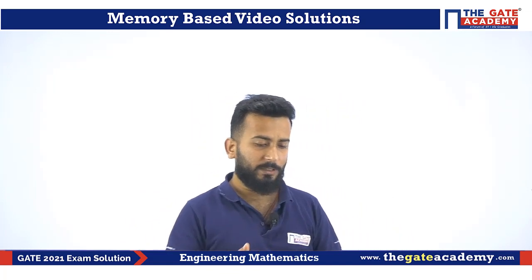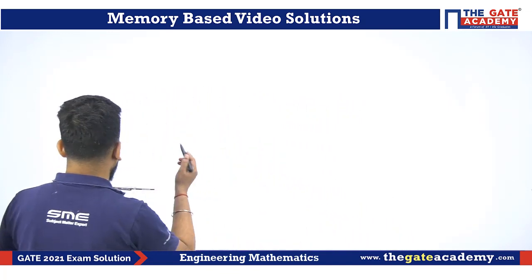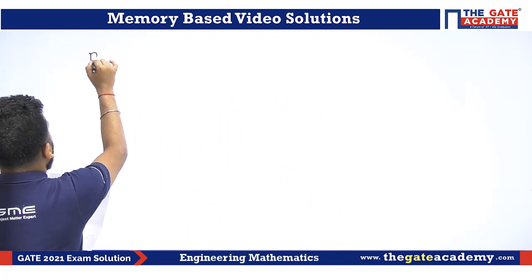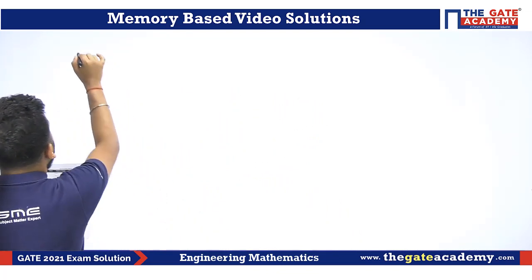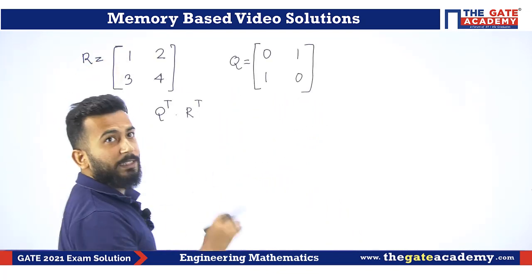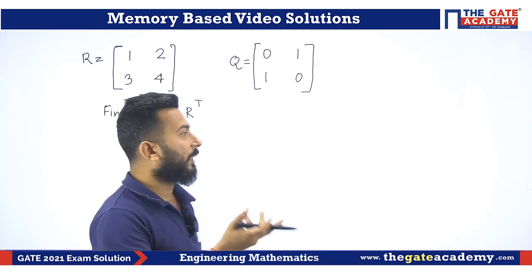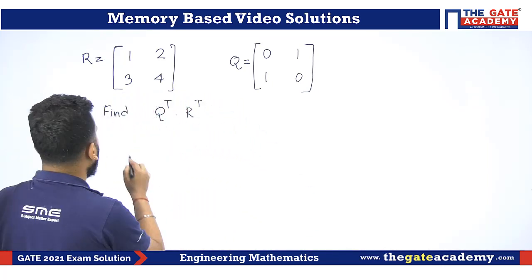For the next question, again two 2 by 2 matrices were given, and a direct question was asked. Let me write. I guess this is a 1 mark question. It was given that, this was the question that I have received, and now you can see this is a pretty simple question.